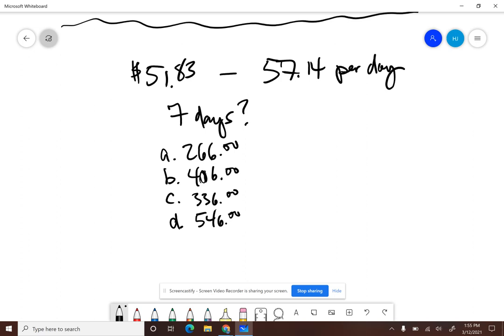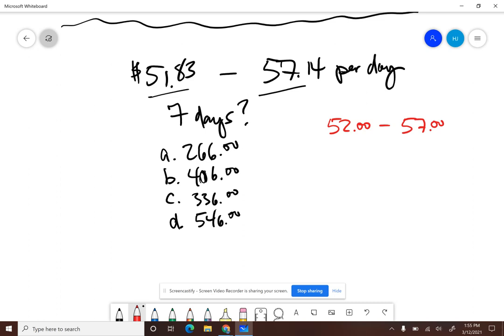So one of the things you can do is just kind of round this up. Okay, so let's think about these numbers being rounded. And so think about 51.83. I could round that up to the whole dollar and make that 52. And then this 57.14, that's just a little bit over 57. So we'll just call that 57. Well, again, 52 times 7, I probably don't really know what that is. It's going to be even more difficult to try to figure out.